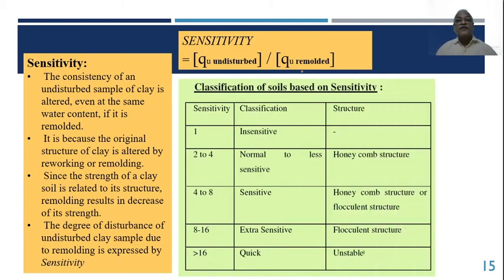Okay, this is a classification of soil based on sensitivity. If sensitivity is equal to 1, we say that it is insensitive. If this ratio is coming out 2 to 4, then it is classified as normal to less sensitive, right? Then the structure of the soil may be honeycomb structure, and 4 to 8, if the value comes out to 4 to 8, sensitive. Honeycomb structure or flocculent structure. 8 to 16 is extra sensitive, flocculent structure. More than 16, we say that the soil is quick. Okay.